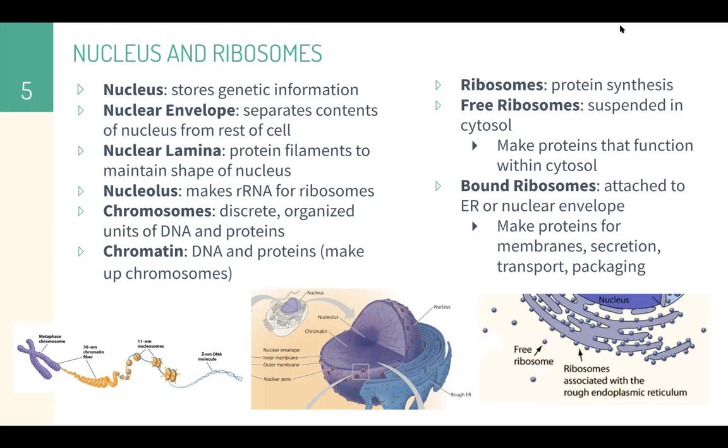And there are also the bound ribosomes, which are attached to the endoplasmic reticulum or the nuclear envelope. These make proteins that will go to the membrane or function for secretion, transport, and packaging. And you can see where the free ribosomes and bound ones are located in the picture below.